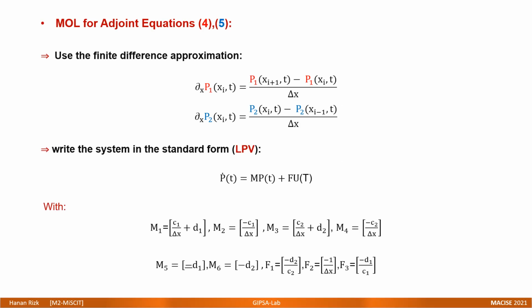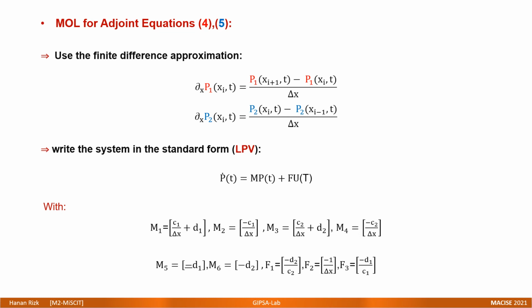Now, in order to solve the adjoint equations of the heat exchanger system using a method of lines, we will follow the same sequence as I explained before for the forward equation. The first step is to use the finite difference approximation, and the first partial derivatives of the adjoint PDEs can be approximated as follows, as we see here.